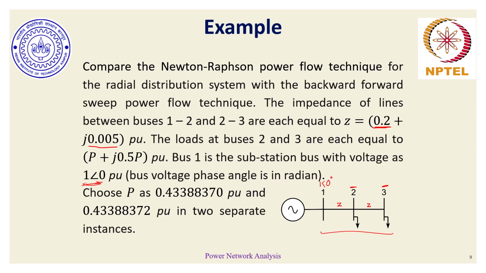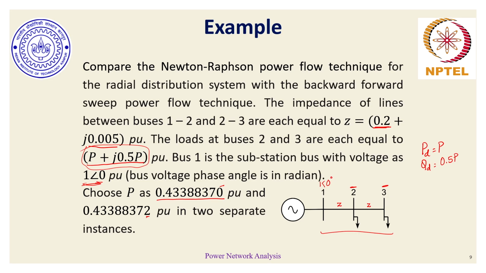In one case, this load, which is P plus j 0.5 P, basically the real power demand is P, and the reactive power demand at every such bus is 0.5 P. That is the understanding behind this complex power being given for every bus. And we choose two scenarios. In one scenario, the load P is 0.43388370 per unit, and in the second case, this P becomes 2 per unit. Those are two values.